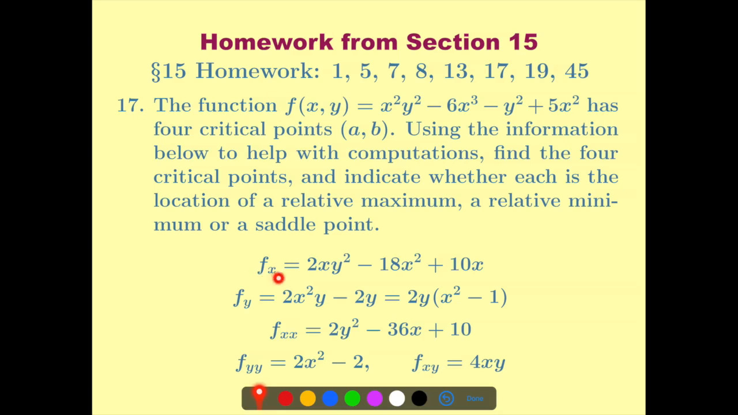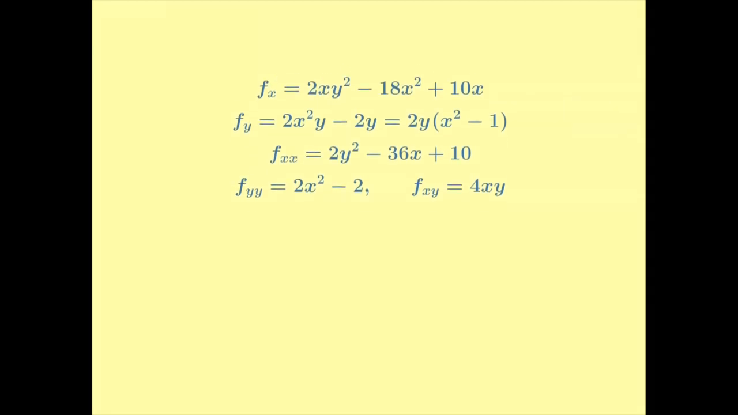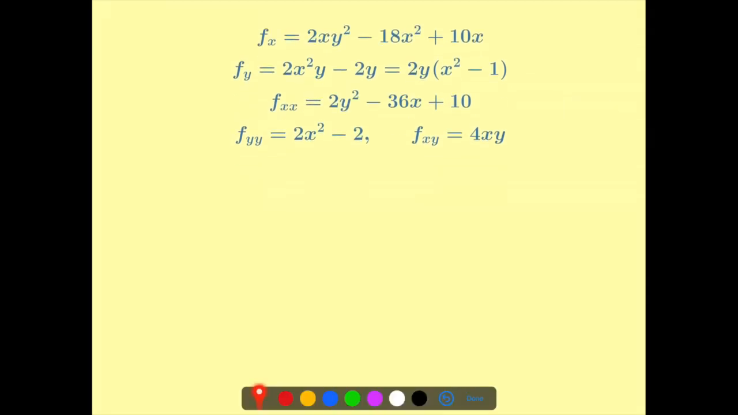We have the derivative with respect to x, the derivative with respect to y, the second derivative with respect to x twice, the second derivative with respect to y twice, and then the second derivative with respect to x and then y. To get started, we want to set the first derivative with respect to x and the first derivative with respect to y equal to 0. So we're looking at this function equal to 0, and we're looking at this function equal to 0.